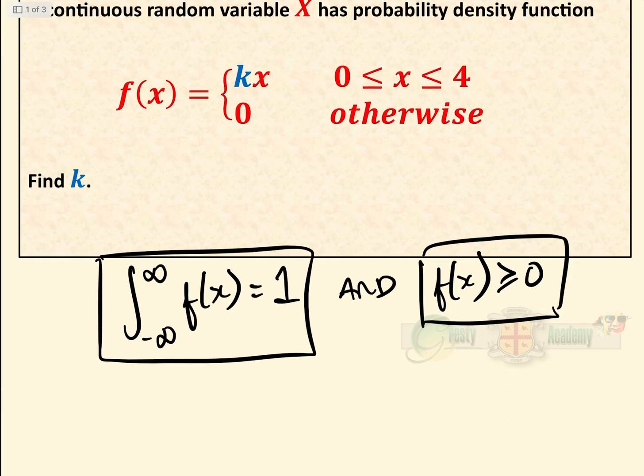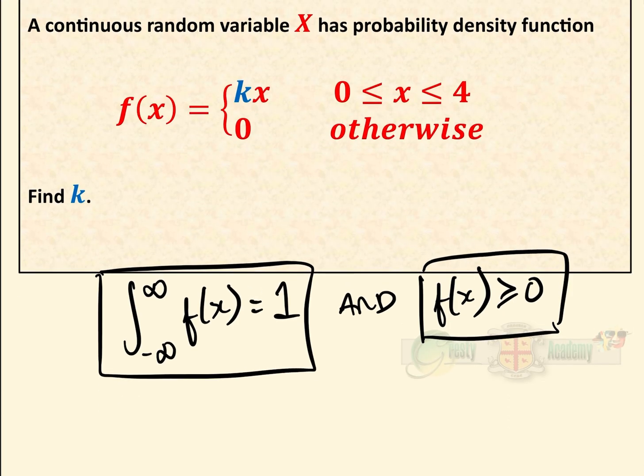Okay, so we have a continuous random variable with probability density function described by f of x equals k times x, and we have to find what k is. It's k times x if x is between 0 and 4, and if x is not between 0 and 4, then f of x is 0.